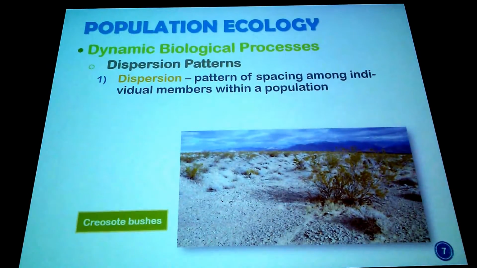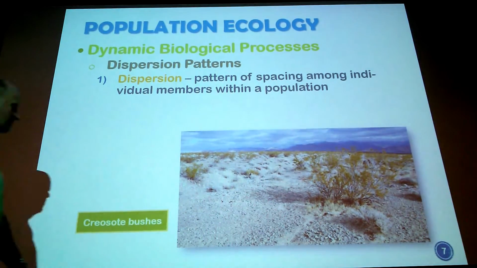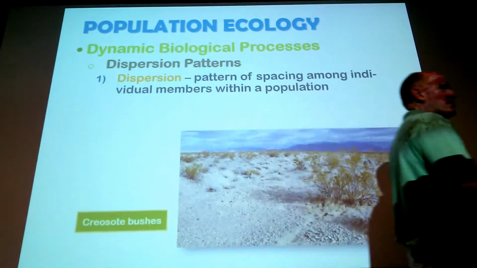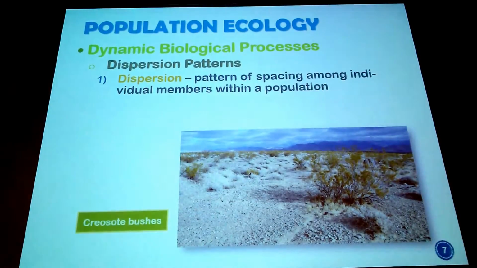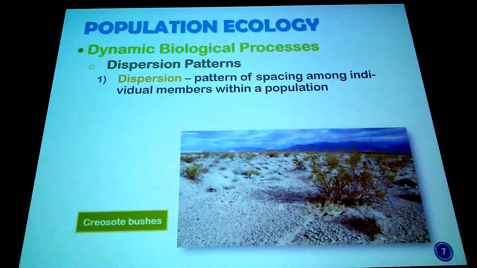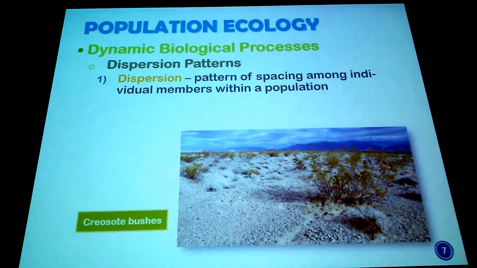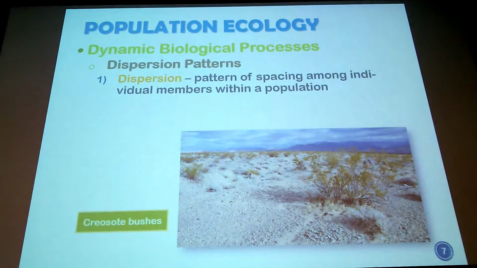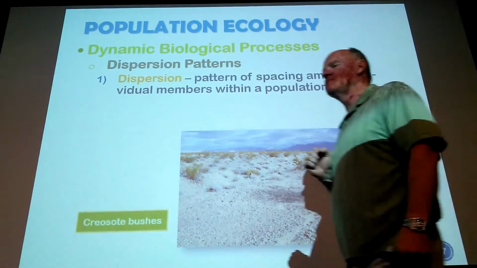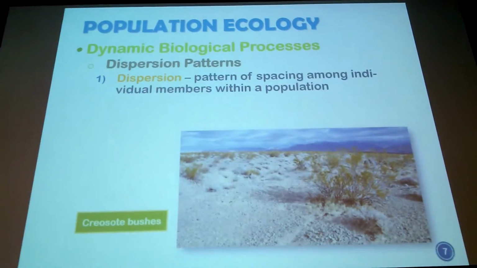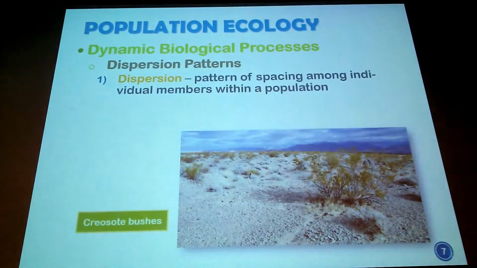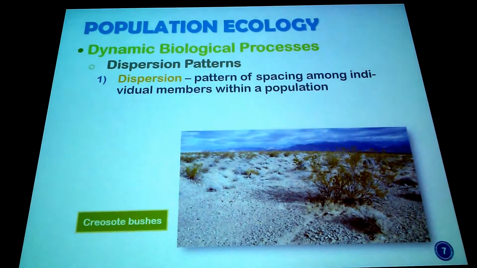Dispersion patterns. Dispersion is the pattern of spacing among individual members within a population. Creosote bushes. If you look out in the desert, where there's still desert around here, you can see creosote bushes. And they look like somebody purposefully planted them because they seem to be evenly spaced apart. Well, it's not a purpose. It's everything to do with the strategy of the creosote. What they do is release a toxin into the soil that prevents new growth immediately around it. Why would they do that?